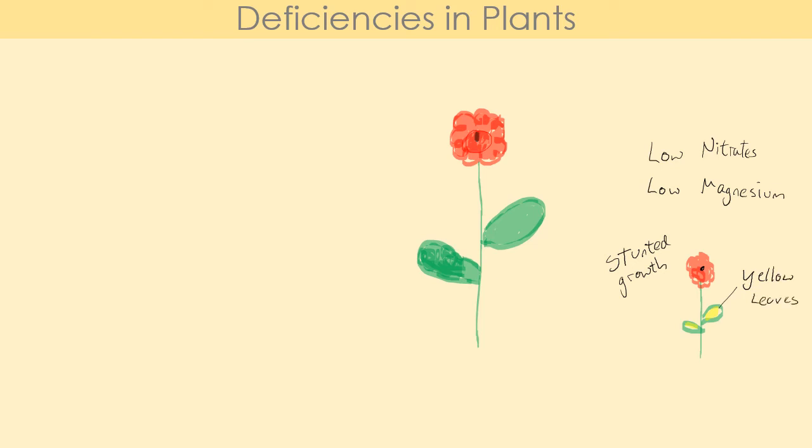So a plant that is deficient in minerals will have stunted growth and yellow leaves. And these can also be caused by various diseases as well. Now, the 2 ions we need to know about are nitrate ions and magnesium ions. Nitrate ions are used for protein synthesis. A lack of nitrate ions can lead to restricted growth due to the lack of protein synthesis.